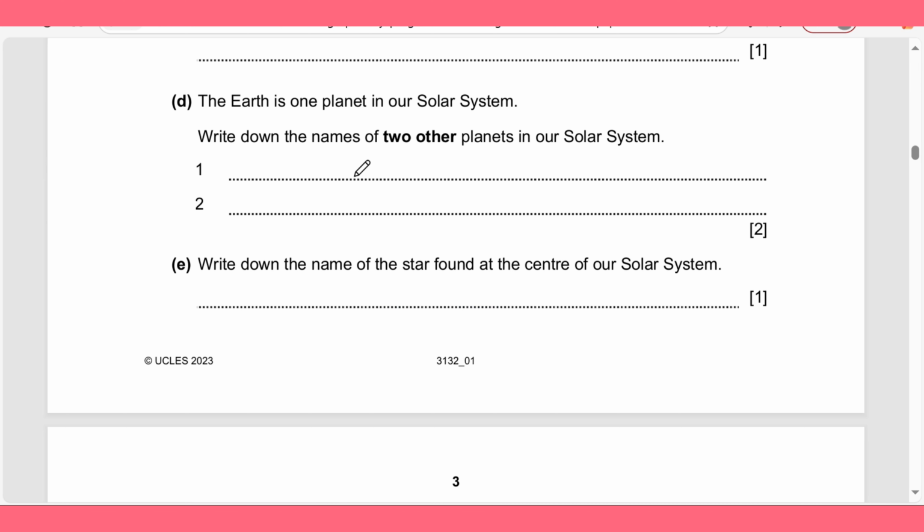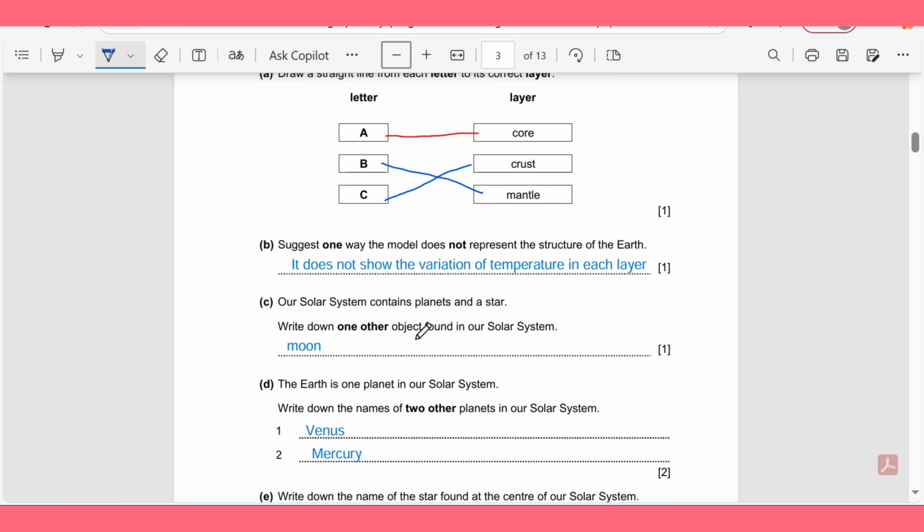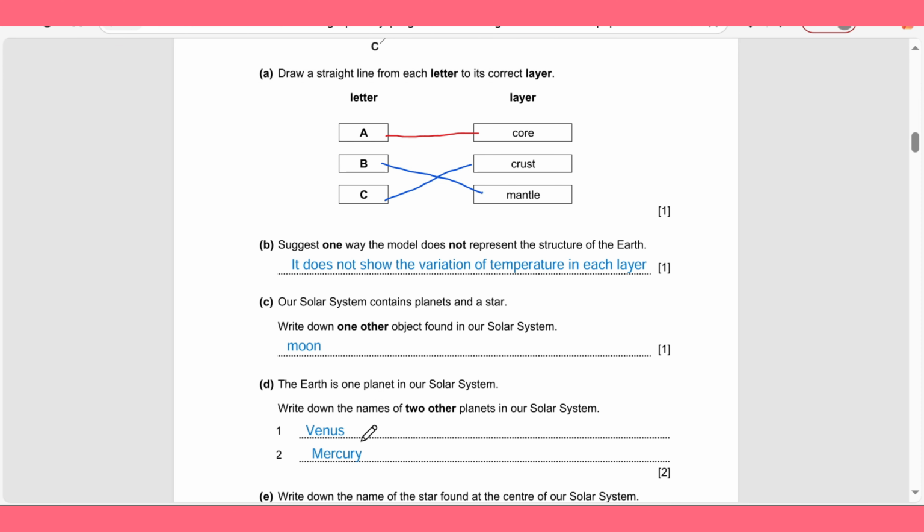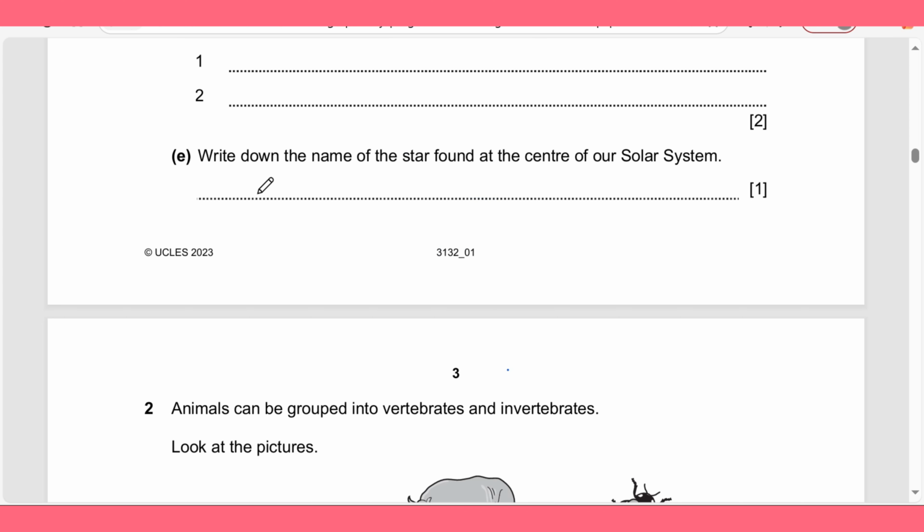Let's move on. Guys, we are in 1D. The Earth is one planet in our solar system. Write down the names of 2 other planets in our solar system. Let's check out the answer, guys. You may pause if you have not finished. So it's Venus, Mercury, just now. That is 2 other planets. Let's move on.